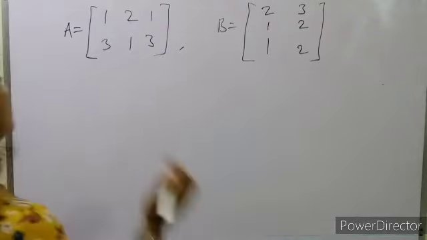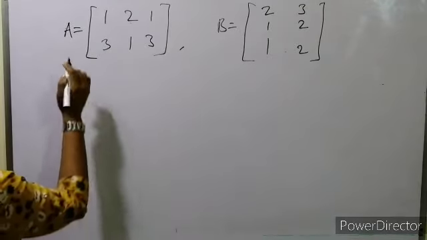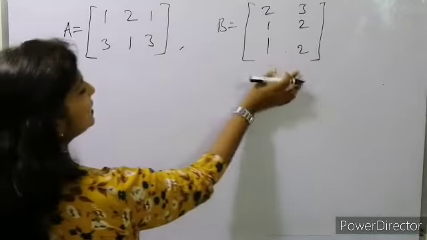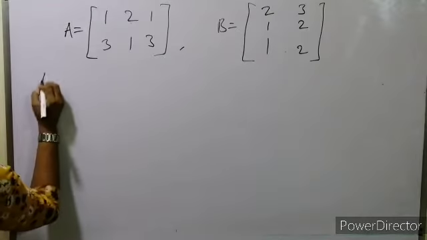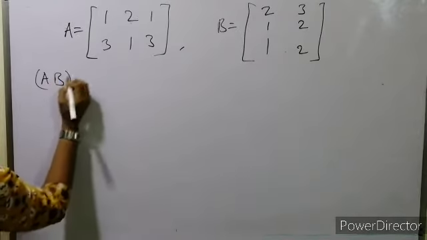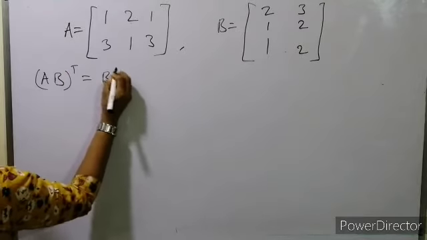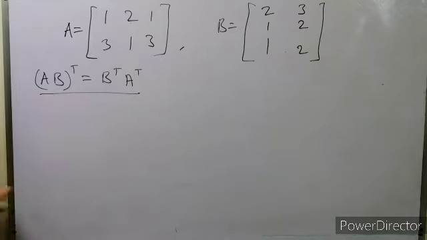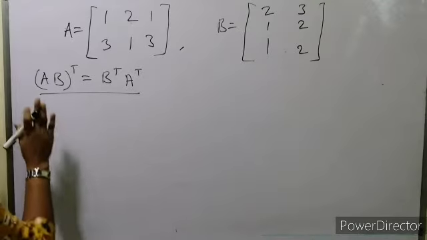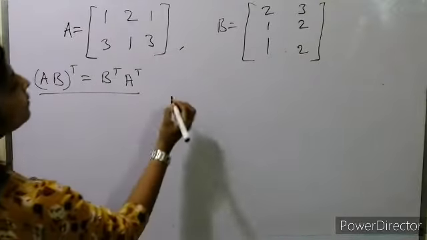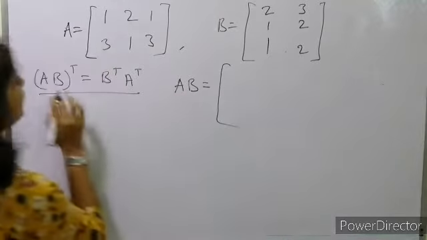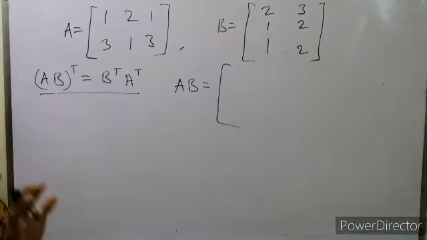So these are two matrices given. Matrix A is this one and matrix B is this one. Now we'll see whether the transpose of AB is equal to B transpose into A transpose. We'll check whether this holds. First of all we'll find out the value of AB. For AB transpose we need to find AB first.